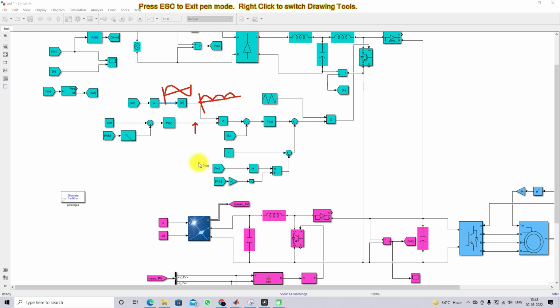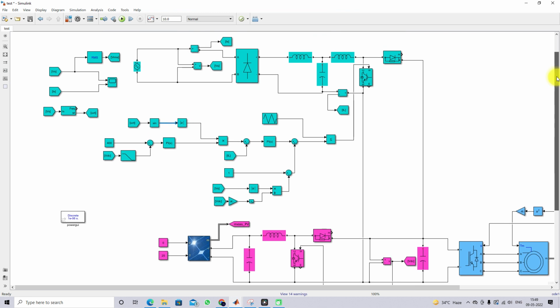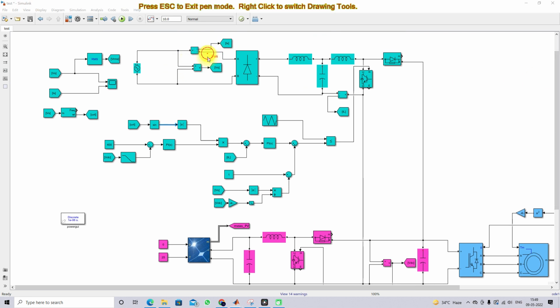Then the reference current is going to be multiplied with this sinusoidal waveform, that means the rectifier output waveform, and then it is going to act as the reference current here. That means we are going to make this source current sinusoidal.